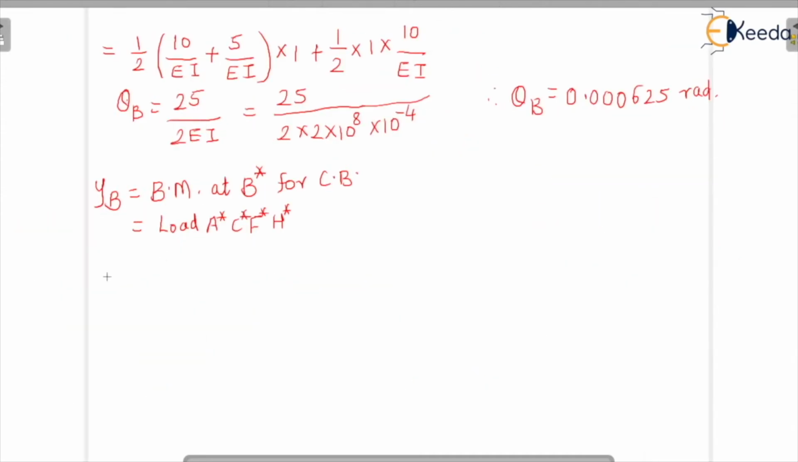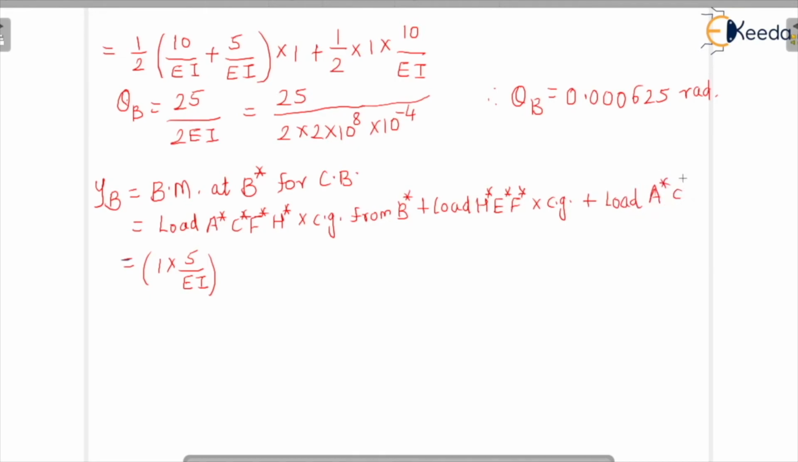So let us write that. I am writing here load A star, C star, F star, H star into CG from B star, plus load H star, E star, F star into CG distance from B, then again load A star, C star, D star into CG from B. So I'm writing this area into CG distance 1.5 plus 1/2 into 1 into 5 by EI into 1 plus 2/3 of 1.